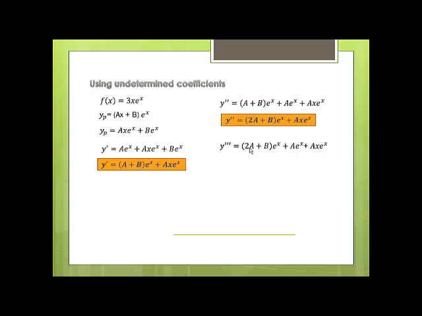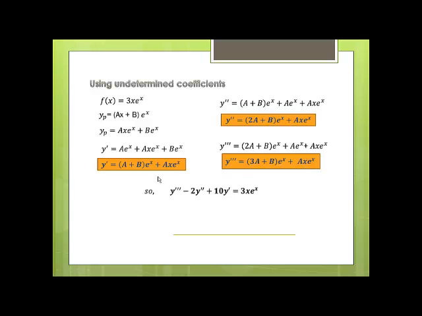Next we will find the y triple prime. So we have 2a plus b times e raised to the power of x plus a e raised to the power of x plus ax e raised to the power of x. We will factor this a e to the x here, so it will become y triple prime is equal to 3a plus b e raised to the power of x plus ax e raised to the power of x.